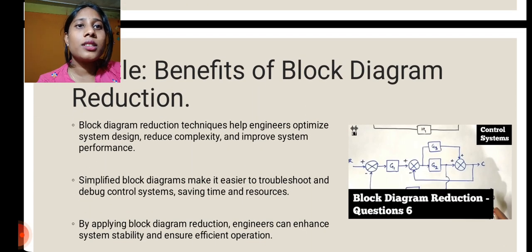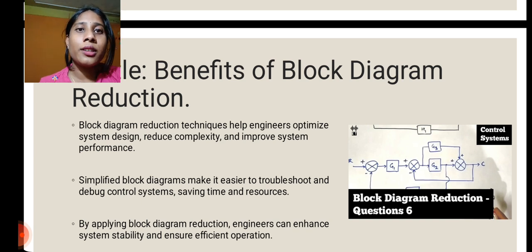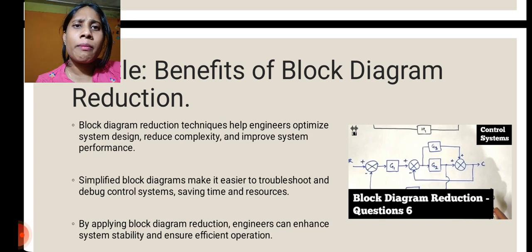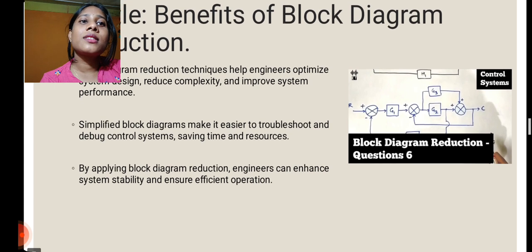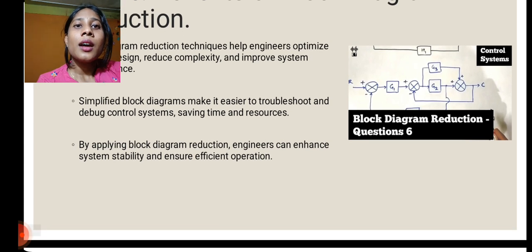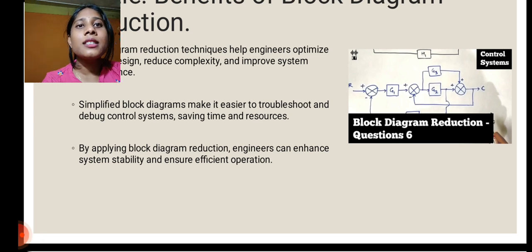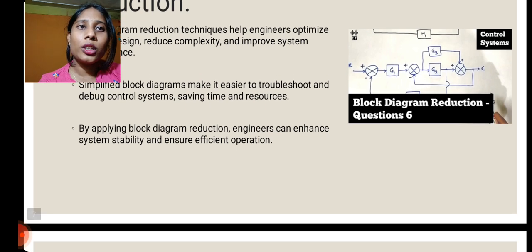What is the benefit of block diagram reduction? Block diagram reduction technique helps engineers optimize system design, reduce complexity, and improve system performance. Simplifying the block diagram makes it easy to troubleshoot and debug the control system and saves time and resources. By applying block diagram reduction, engineers can enhance system stability and ensure efficient operation. It consumes less time, debugs the control system, and simplifies the block diagram.